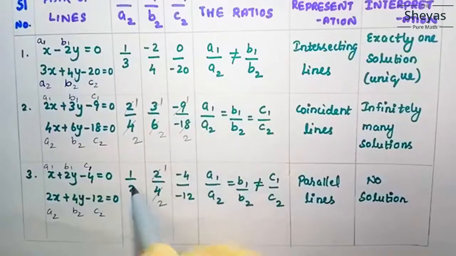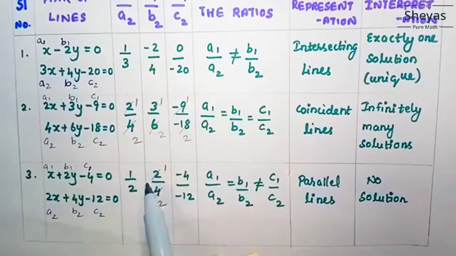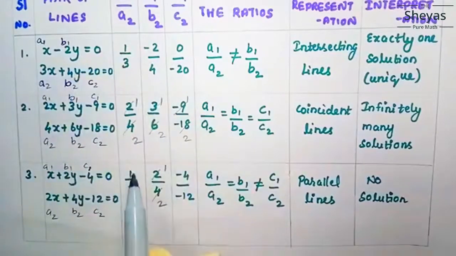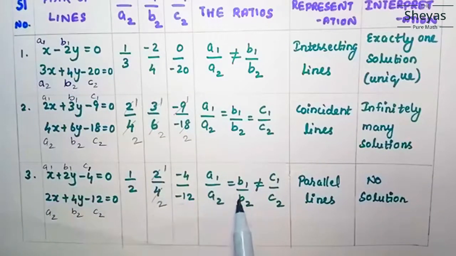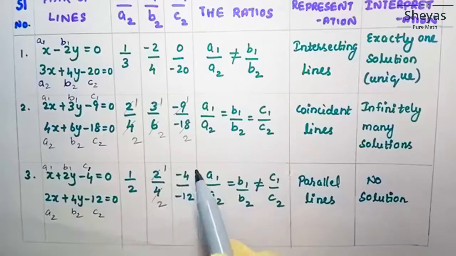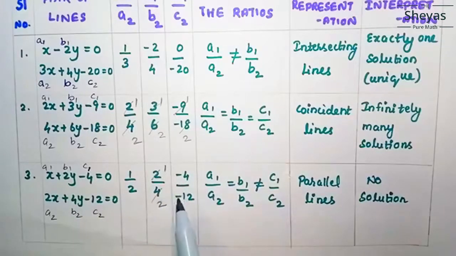See here, 1 by 2 is equal to 1 by 2. So we can conclude that these two ratios, that is a1 by a2 and b1 by b2 are equal. But see the c1 by c2, minus 4 by minus 12, if you reduce it to simpler form, what will you get? 1 by 3. So that is not equal. But these first two ratios are equal. So a1 by a2 is equal to b1 by b2, which is not equal to c1 by c2.